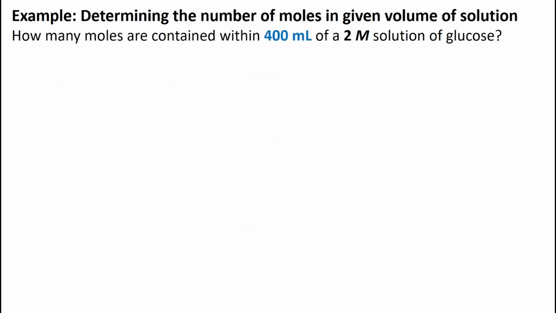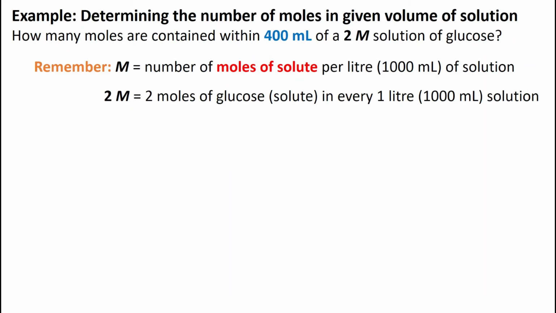So, for example, we know that a 2 molar solution of glucose contains 2 moles in every litre, or 2 moles in every 1,000 millilitres. But how many moles of glucose are there in 400 mils? So, again, we can use our equation to help us calculate this.